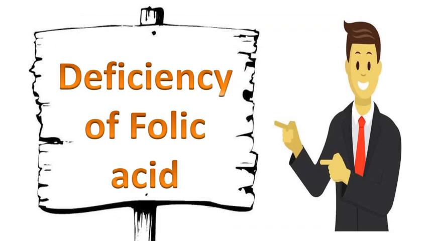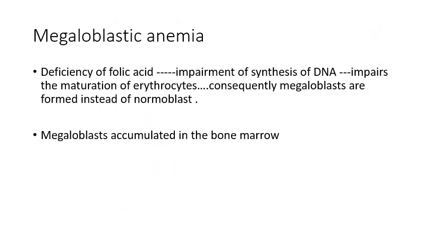Now regarding the deficiency of folic acid. First is megaloblastic anemia. The deficiency of folic acid leads to impairment of synthesis of DNA, and this impaired DNA synthesis indirectly impairs the maturation of erythrocytes.